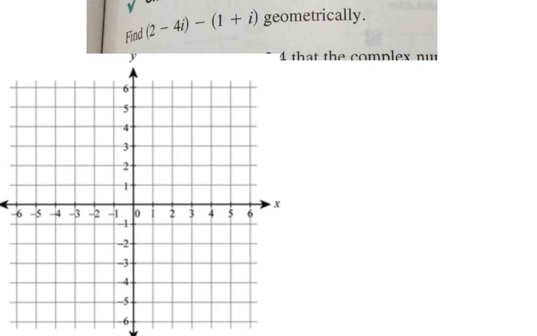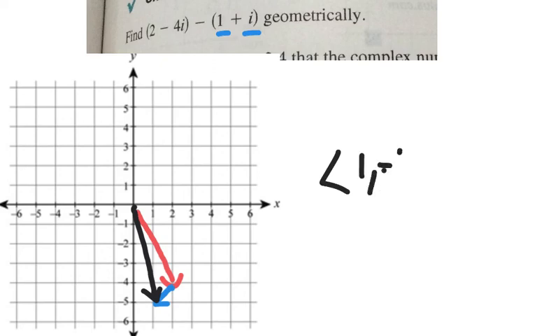Okay, so 2 minus 4i means this should be your original vector. And if I'm subtracting 1 plus i, normally that goes right 1, up 1. So because I'm subtracting, that means I'm going to go left 1, down 1. So this would be what minus 1 plus i would look like. And so my final vector would be the black one here, which has coordinates of 1, -5.